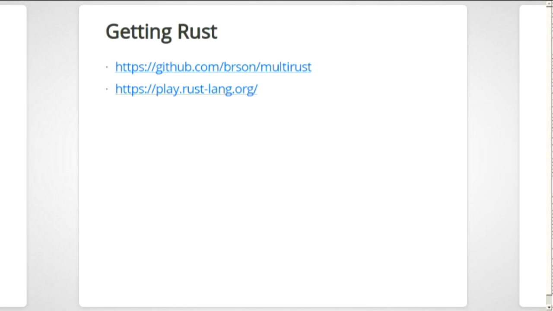So if you want to get Rust, I personally would recommend, if you want to use multiple versions, that you use the multirust tool rather than trying to manage them manually. And if you just want to run some Rust code, it'll execute in the play.rustlang.org sandbox. You can't use crates in there yet, but if you just want to see if it compiles or see the assembly that it'll output, go for it.